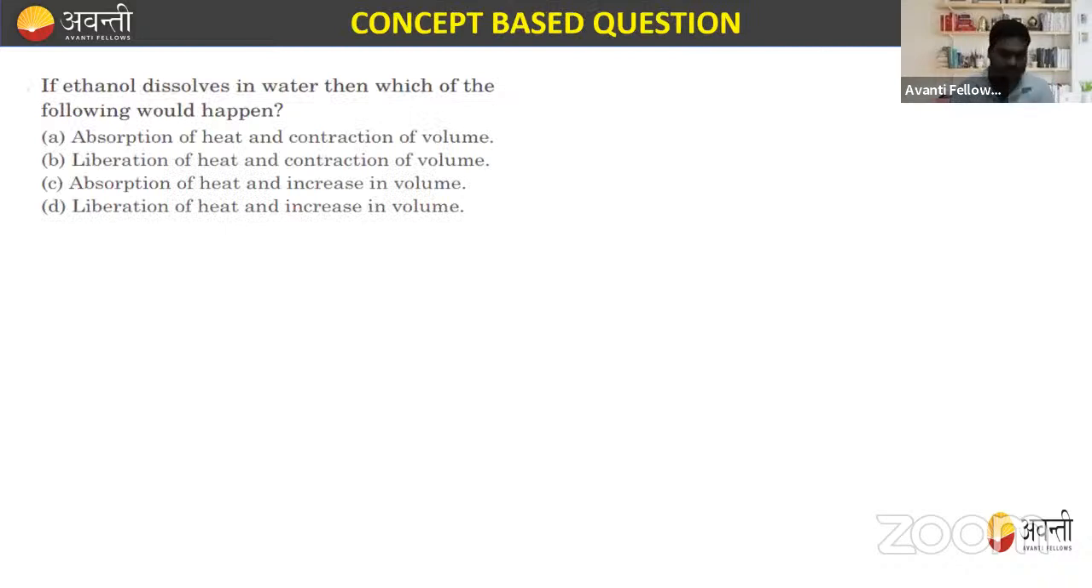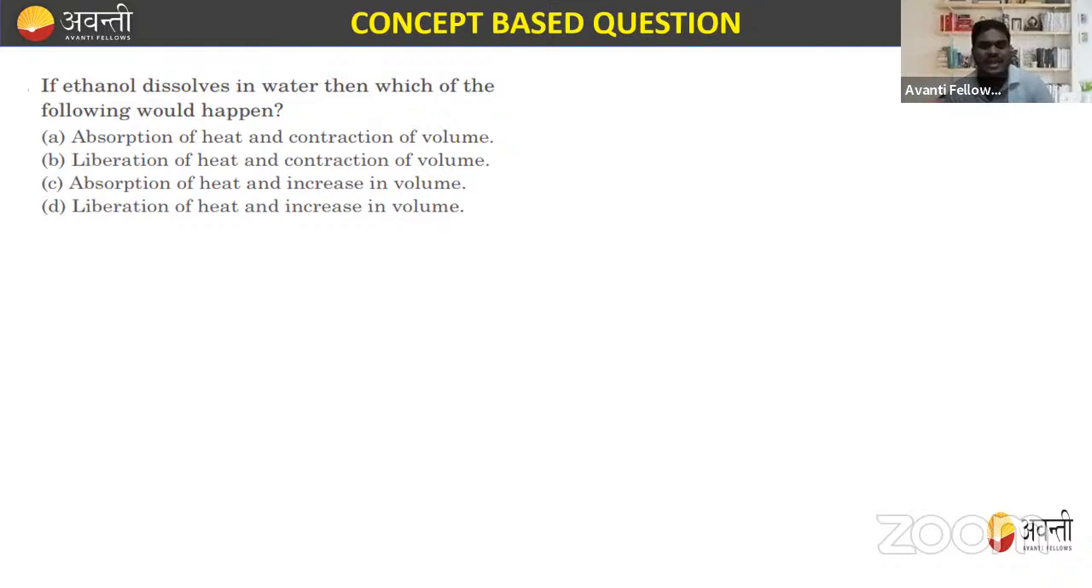Now, next question is, if ethanol is dissolved in water, then which of the following would happen? So you have to dissolve ethanol in water. So what happened, beta?